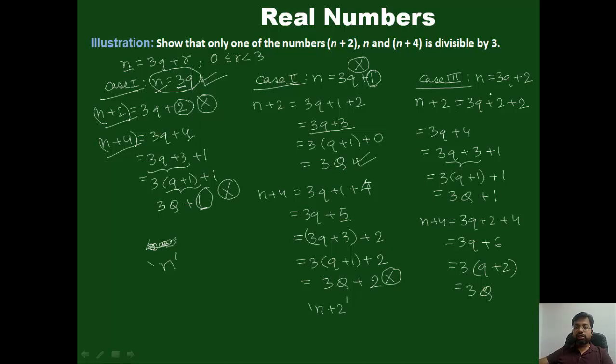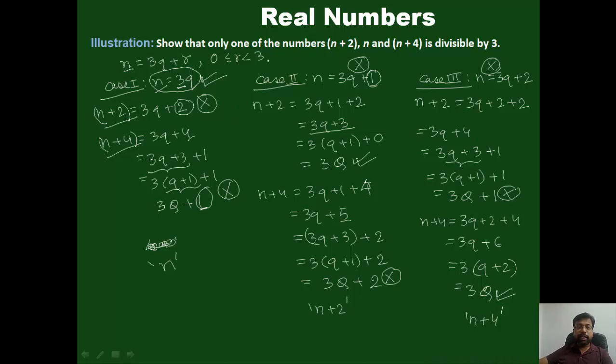Now in case 3, you see that n is 3q plus 2. This is not divisible by 3. So you put a cross here. N plus 2 similarly comes out to be 3q plus 1. Again 3q plus 1 is not divisible by 3. But n plus 4 comes out to be 3 into q plus 0, which makes it divisible by 3. So in this particular case, n plus 4 comes out to be divisible by 3, but not the other two.